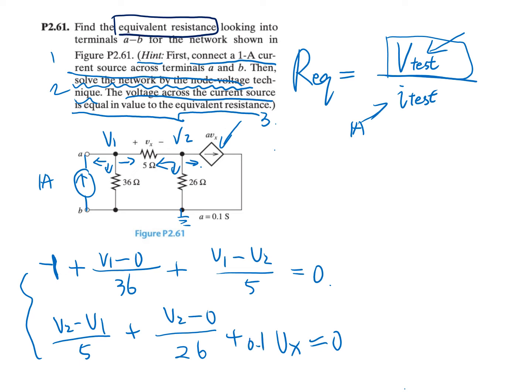Well, let's see, are there any dependent sources? Yes, there is. We have Vx. So we need to know what Vx is to eliminate Vx. Vx is here, that's V1 minus V2. So we can substitute in V1 minus V2 to eliminate Vx and solve the system of equations, and we can find that V1 is equal to 12 volt.